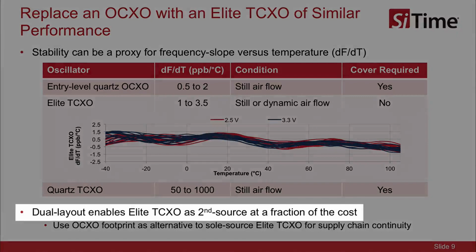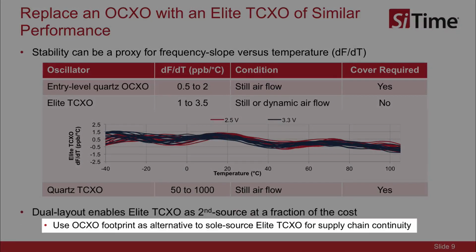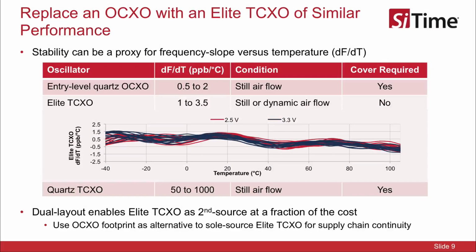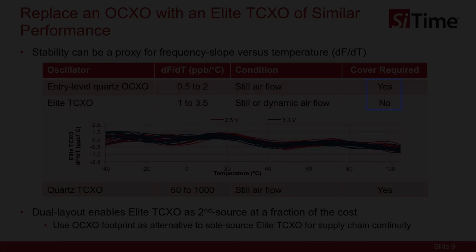First, the dual layout enables a lower-cost design when it is populated with the Elite TCXO, and second, the risk of sole sourcing the Elite TCXO is mitigated by the option of populating the socket with the OCXO, to maintain supply chain continuity. Using the Elite TCXO has the added benefits of improved performance under airflow, and cost savings associated with not requiring a cover for the Elite TCXO.